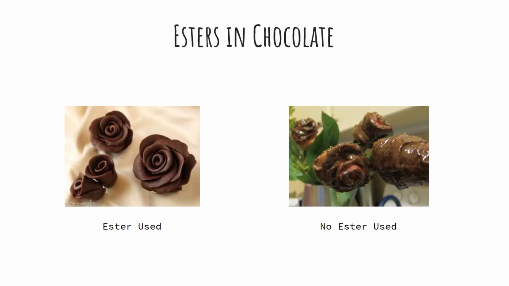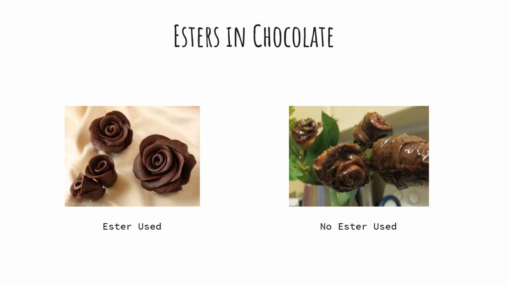Esters can also be found in chocolate. For example, polyglycerol polyricinoleate is an emulsifier made from castor beans, which reduces the viscosity of chocolate. It has lower costs because it uses less cocoa butter and has less fat. Sucrose esters also reduce chocolate stickiness for easy shaping. As you can see, the photo on the left shows perfectly formed roses, while the photo on the right has chocolate that is falling apart and is very sticky.